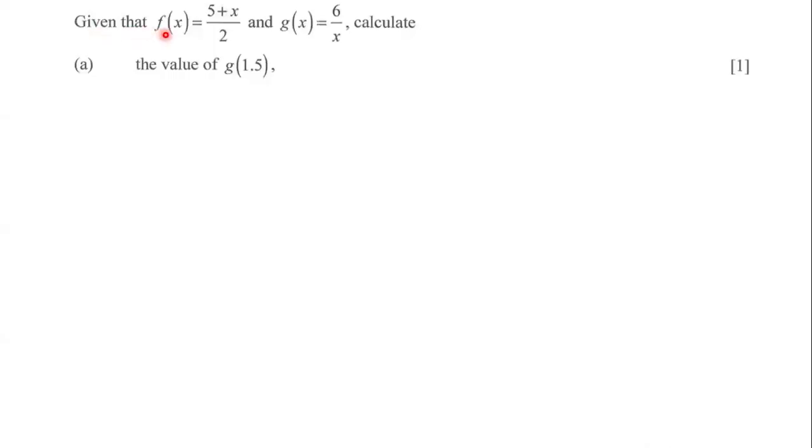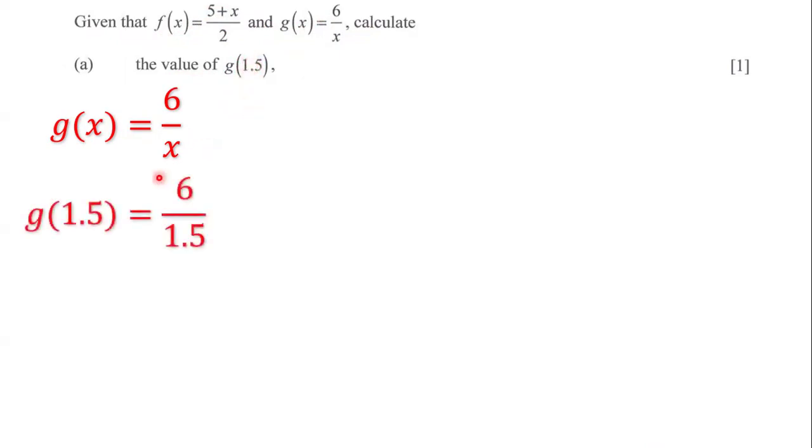Given that f of x is equal to 5 plus x all over 2, and g of x is equal to 6 over x, calculate the value of g of 1.5. Now we know that g of x is equal to 6 over x, and we have to figure out g of 1.5. So in this case, x is equal to 1.5. Wherever we see x, we're going to put 1.5. And so we put 1.5 here and 1.5 here. So g of 1.5 is equal to 6 over 1.5. And 6 divided by 1.5 is definitely 4. So g of 1.5 is equal to 4.